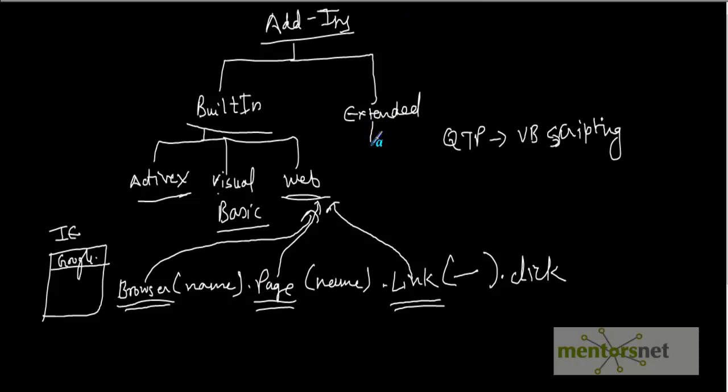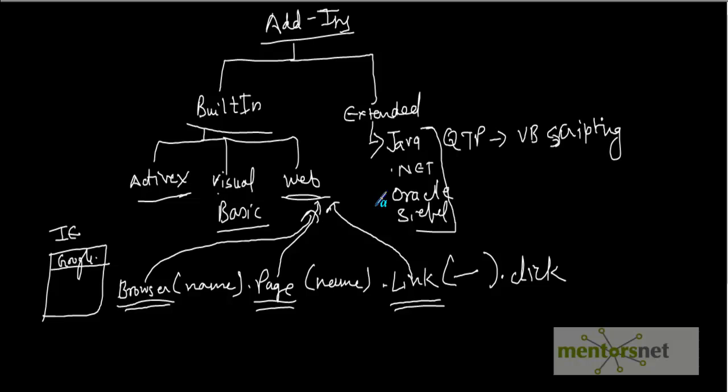Now next are the extended add-ins. These are add-ins that require a license. You cannot have access until you have a proper license installed in your QTP. Some of these add-ins are Java, .NET, Oracle, Siebel, and many more. Apart from these three add-ins, all other add-ins are extended add-ins. So only if you have the appropriate license can you install these add-ins. To manage these different add-ins, we have an Add-in Manager in QTP.